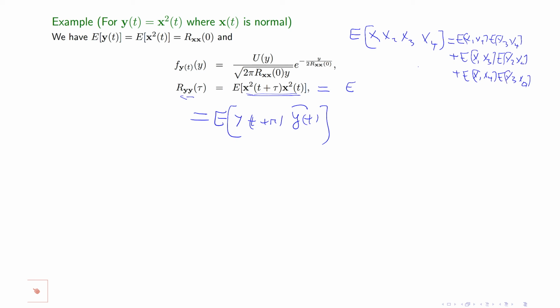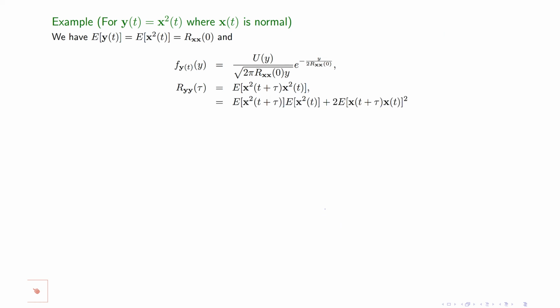Now, here, these are two of the random variables, and these are another two random variables. So if we want to calculate this one, I will have the mean of these two together and these two together. So I get Rxx of 0 to the power of 2. And then I will have one of these with one of these and one of these with the next one. So I'll get plus twice Rxx of tau to the power of 2. So this simplifies to this relationship.